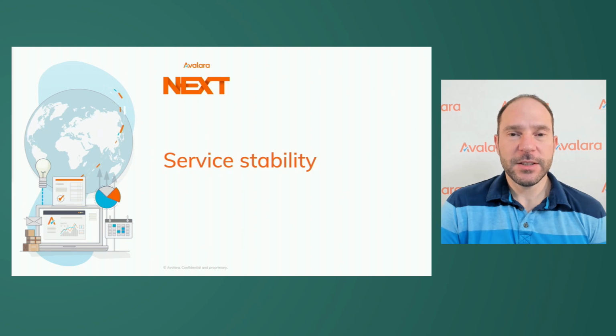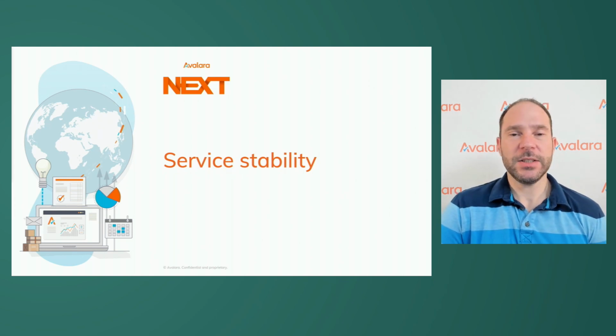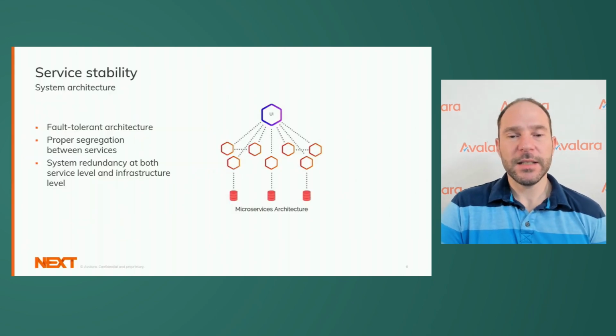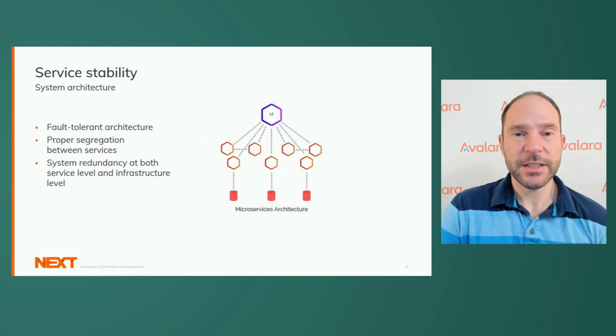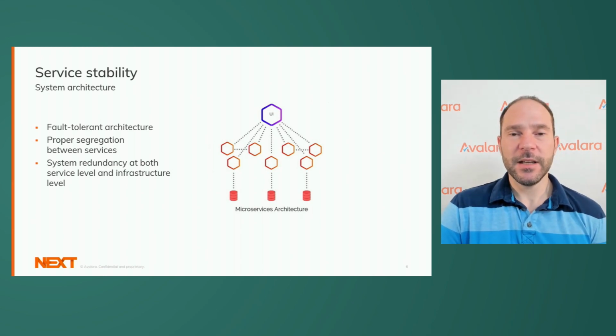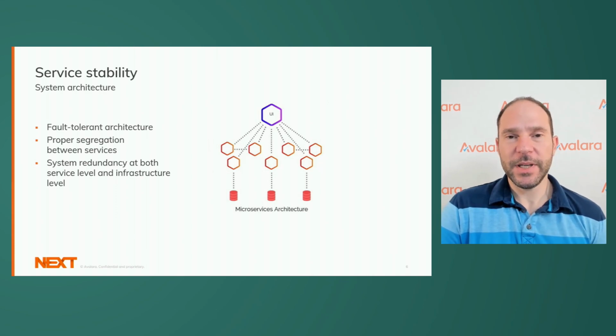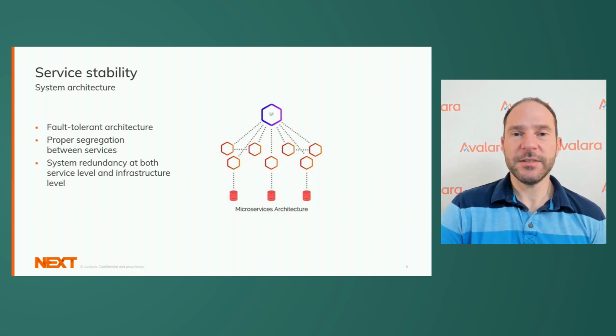So Avalara's service stability starts with how we write our services. We use database transactions, queuing, and retries, standard fault-tolerant strategies, to write our services. We also use microservices to make sure that the boundaries of services are good and that they're maintainable. And we have multi-availability zone and multi-region deployments in our infrastructure to make sure that our cloud systems are always up.